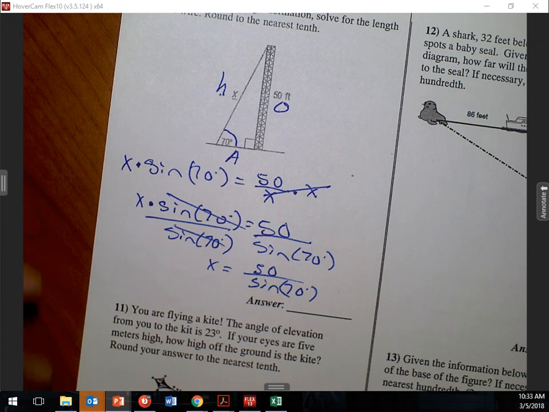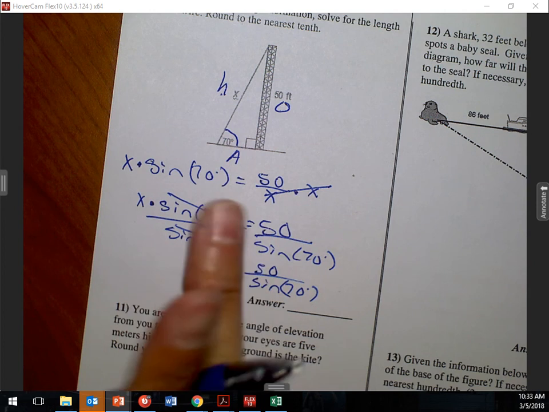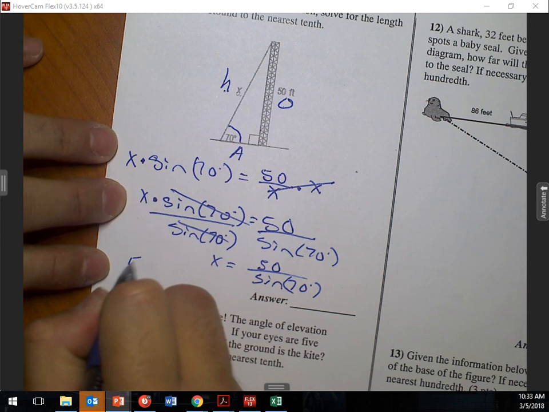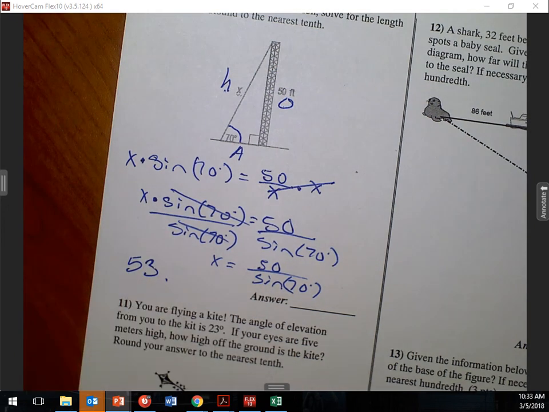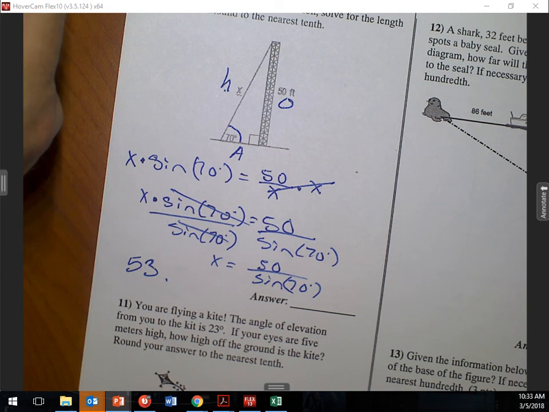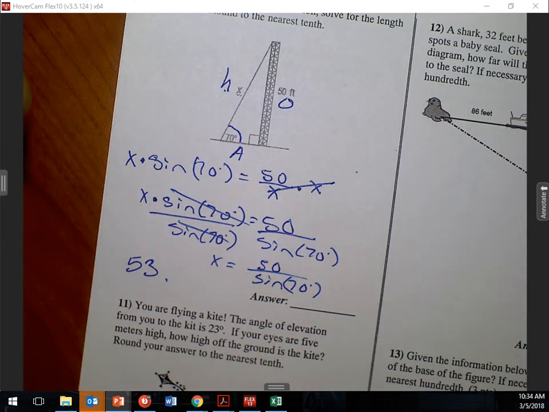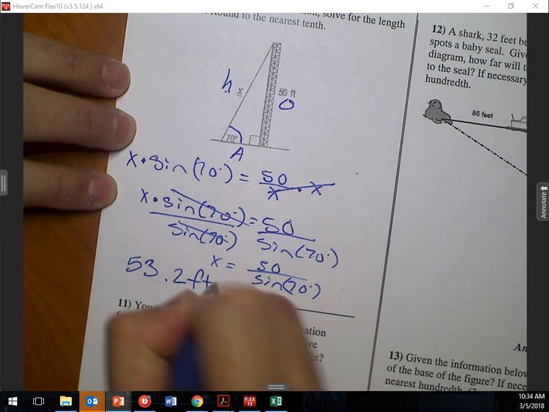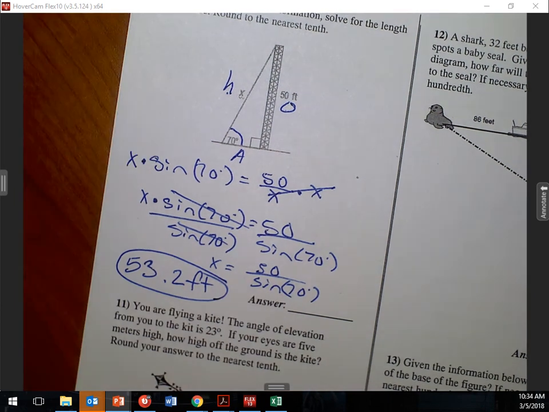47 what? I don't like 47. 53? Yeah, that sounds better. So 53 point something? Let me see. 50 over sine 70 is 53.2. Okay, 53.2. There we go. And that's going to be in feet. Don't forget, you always have to label your units to get full credit.